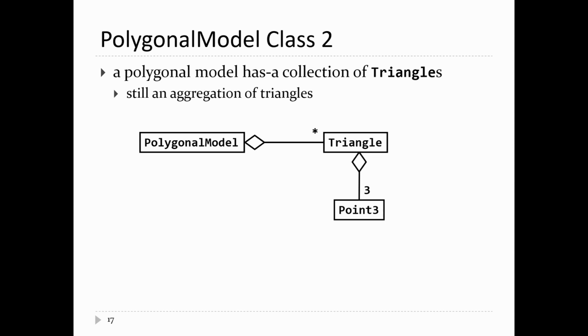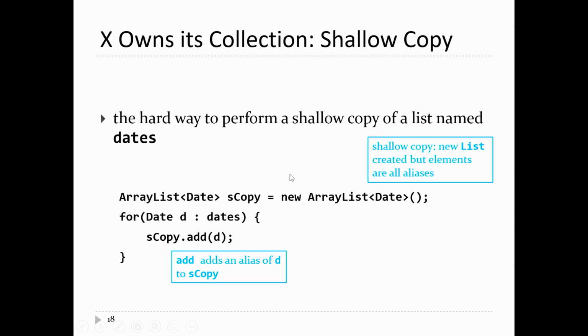So in this case, okay, now this is unusual. The picture here doesn't change. So this is still an aggregation of triangles. The list isn't shown here, so the list holding the triangles is not shown in the diagram. But we've decided that the model is going to own its list. It's not going to own its triangles. So this is still an aggregation of triangles. It's just that we want to own the internal list.